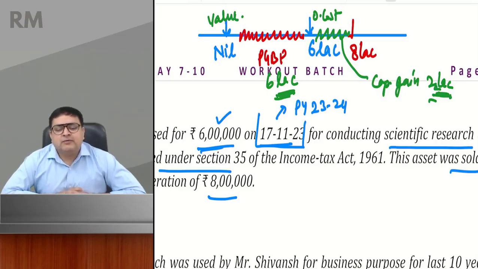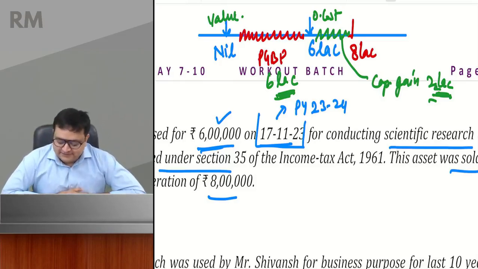Joseph, what about depreciation? Do you claim depreciation on a scientific research asset? Do you claim depreciation, or you claim section 35? Okay, no issues. Now, what I was telling you, I've forgotten. Okay, I was telling you whether this 2 lakh rupees is a special income or not.